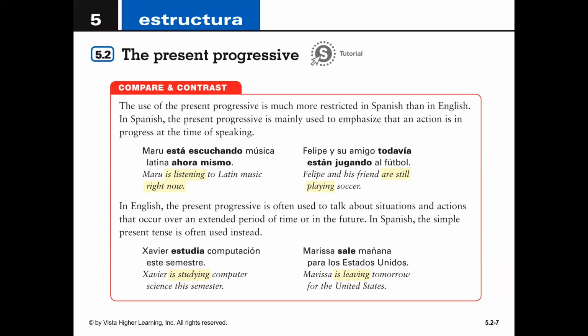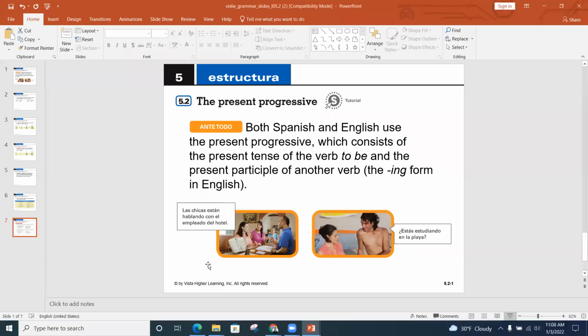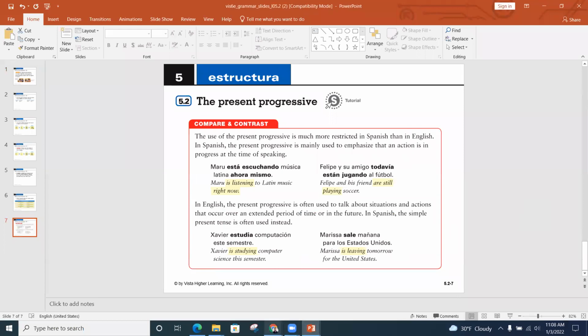It's not across the board. I think a lot of Spanish speakers would say Marisa está saliendo mañana para los Estados Unidos. And others also might say Javier está estudiando computación este semestre. So it's not a hard and fast rule, but it's worth mentioning. All right, and that's it for that slide.